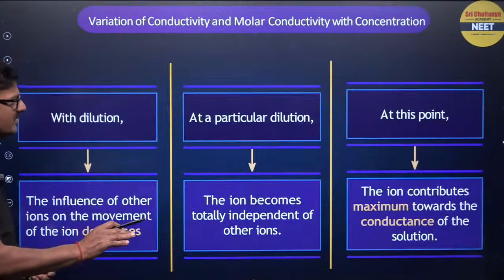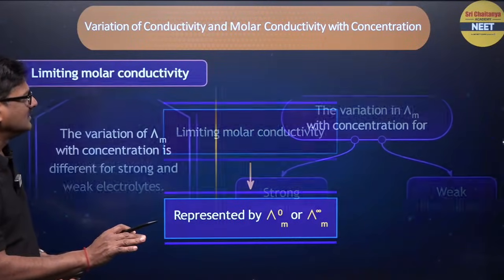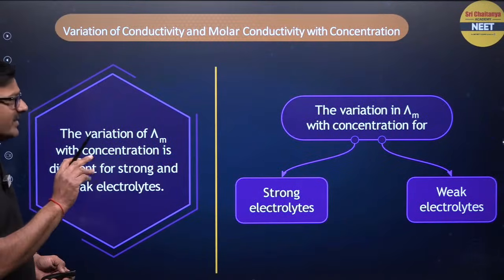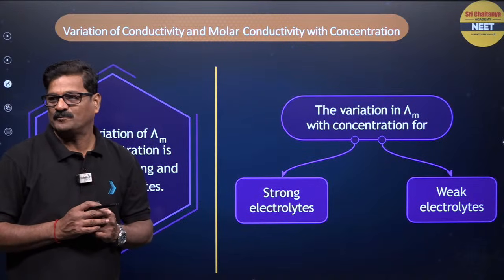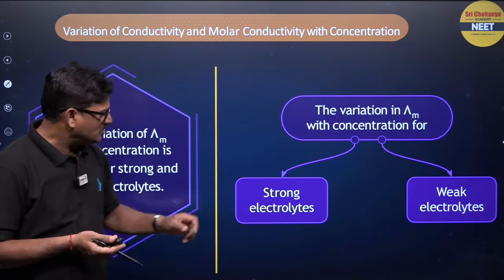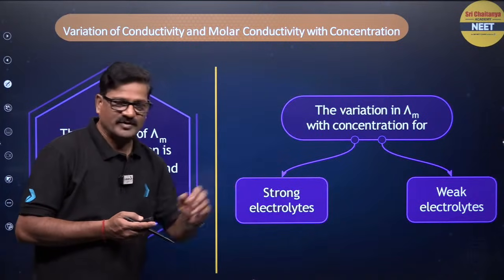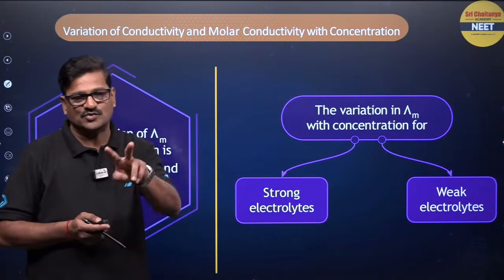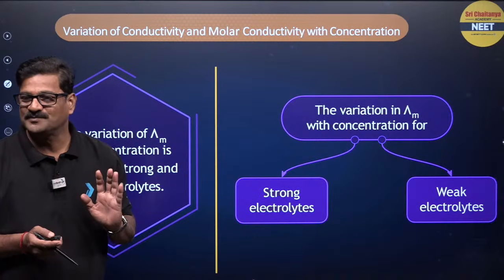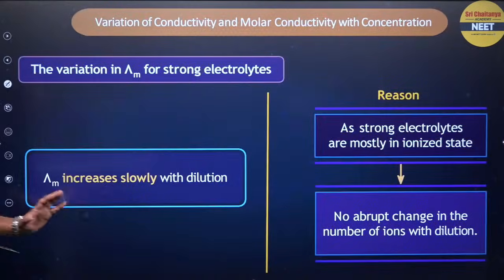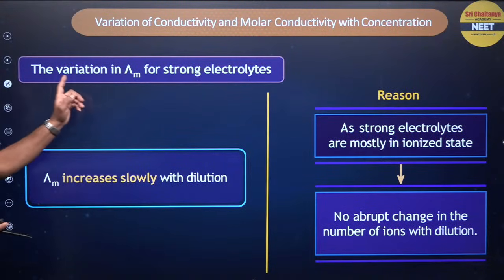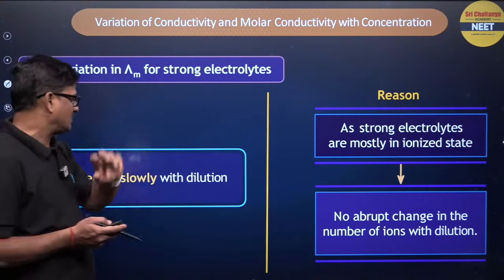I want to give you the Debye-Huckel rule, and you have the variation of molar conductance with concentration, right? It could be a strong electrolyte or a weak electrolyte. It has two different versions. Fine, beta. So coming to this, a strong electrolyte: the variation of molar conductivity of a strong electrolyte.